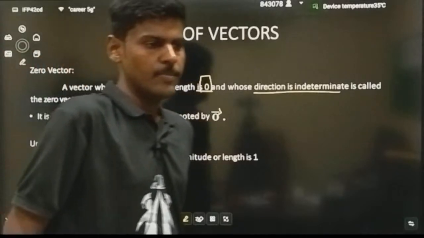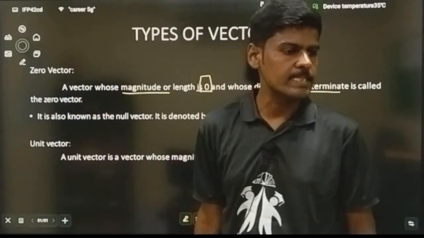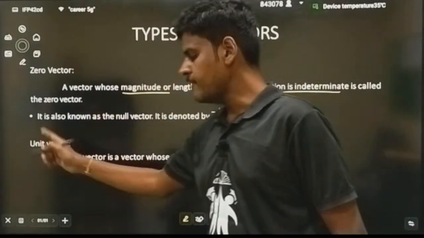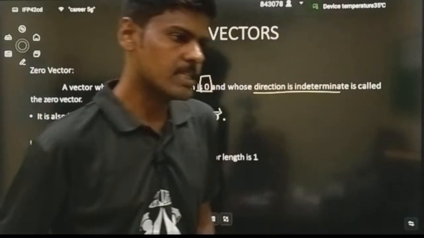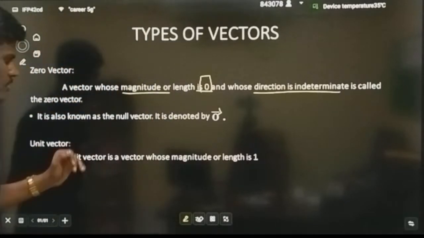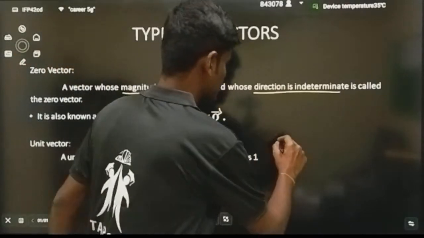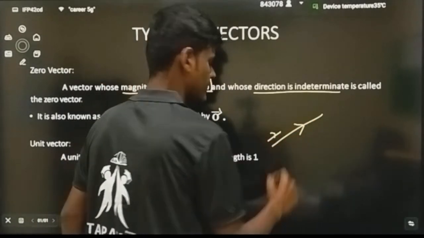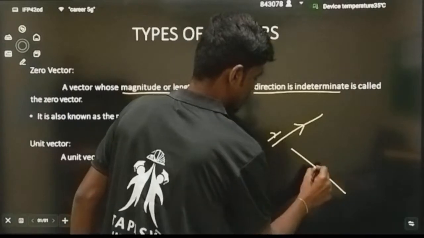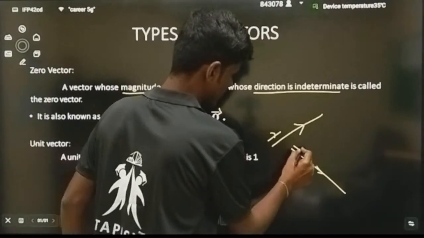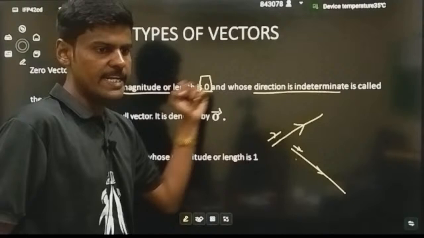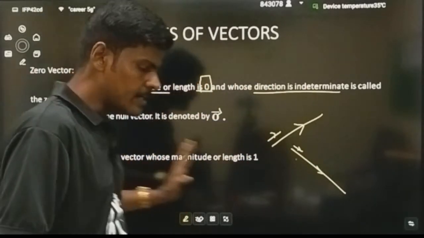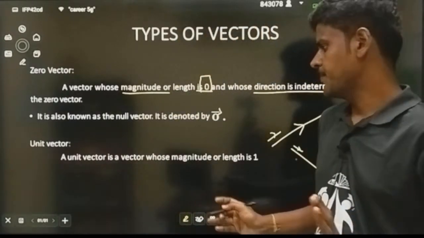Next one is the unit vector. What is the unit vector? As the name suggests, a unit vector has magnitude 1. So any vector with magnitude 1 is called a unit vector. Here also we can't fix a direction, because we can form a unit vector in this direction, and similarly in this direction. So direction does not matter. In any direction we can find a unit vector, right? So a unit vector means magnitude is 1. That is the condition. Okay.